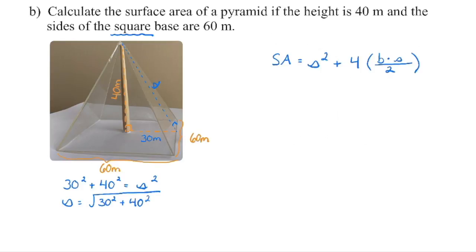So I'm just going to go ahead and manipulate this. I want to isolate s. I'm going to square root to get rid of that squared. And when we do that, 30 squared is 900. 40 squared is 1600. Add them together to get 2500. And then when we square root that, we get 50 meters.